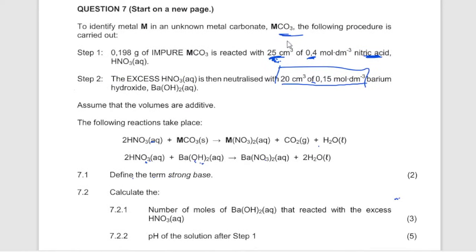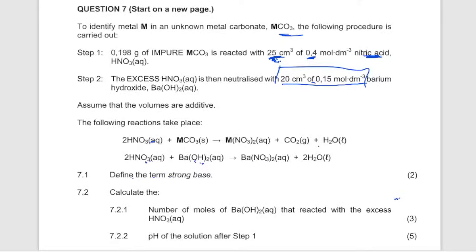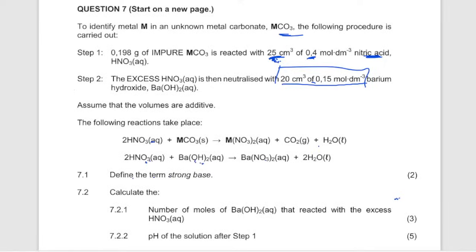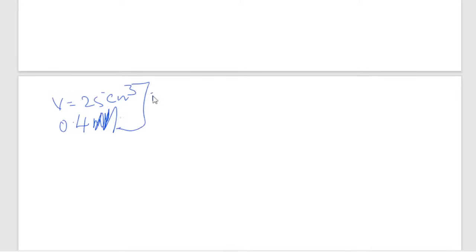Let's start with what is in here. How many moles are in here? Then we know how many moles which is here. Then after that we can subtract. Say that volume is equal to 25, and the concentration is 0.4 molar, and this one is cubic centimeters of nitric acid. Now we need to find out the number of moles of nitric acid which is in here.